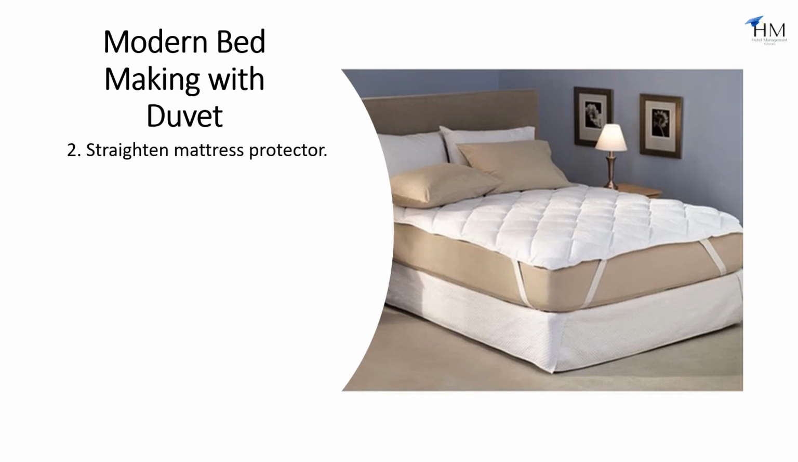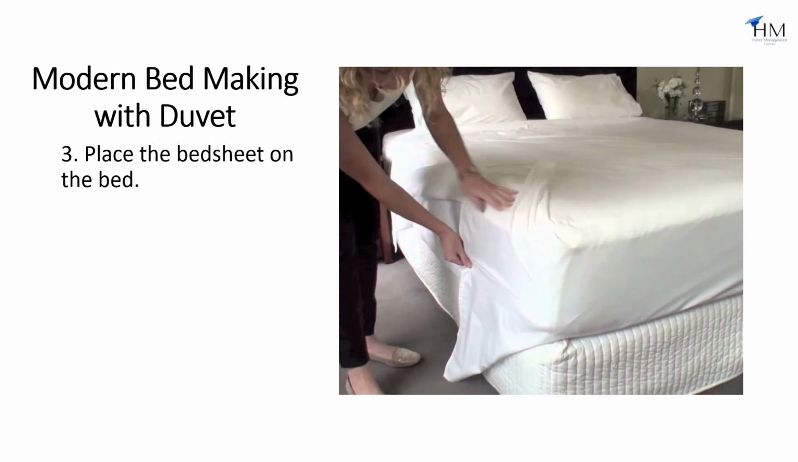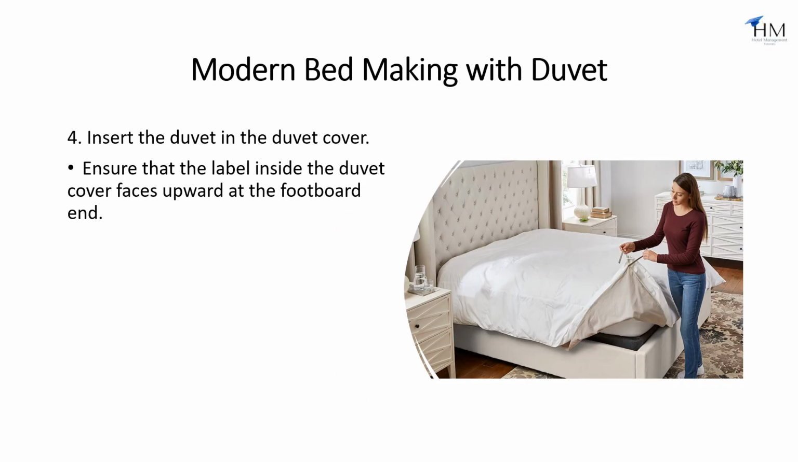Next, check the mattress protector for any soiling and damage. If it is so, change the mattress protector, and if it is okay, just straighten the mattress protector. The third step is to place the fresh bedsheet on the bed and smooth out any wrinkles. In the fourth step, we will insert the duvet in the duvet cover and ensure that the label inside the duvet cover faces upward at the footboard end.